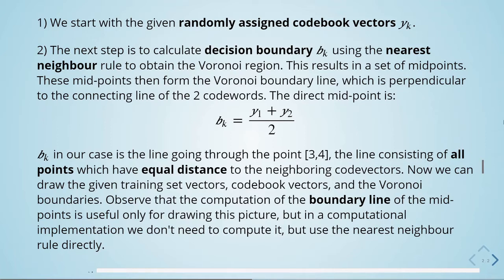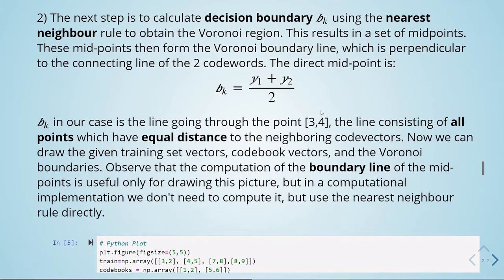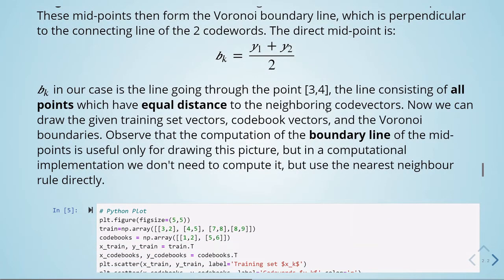So here is the direct midpoint b of k. b of k in our case is the line going through the point (3, 4), and the line consists of all points which have equal distance to the neighboring code vectors. Now we can draw the given training set vectors, the codebook vectors, and the Voronoi boundaries. Observe that the computation of the boundary line of the midpoint is useful only for drawing the picture. In a computational implementation, we don't need to compute it. We just need to use the nearest neighbor rule.